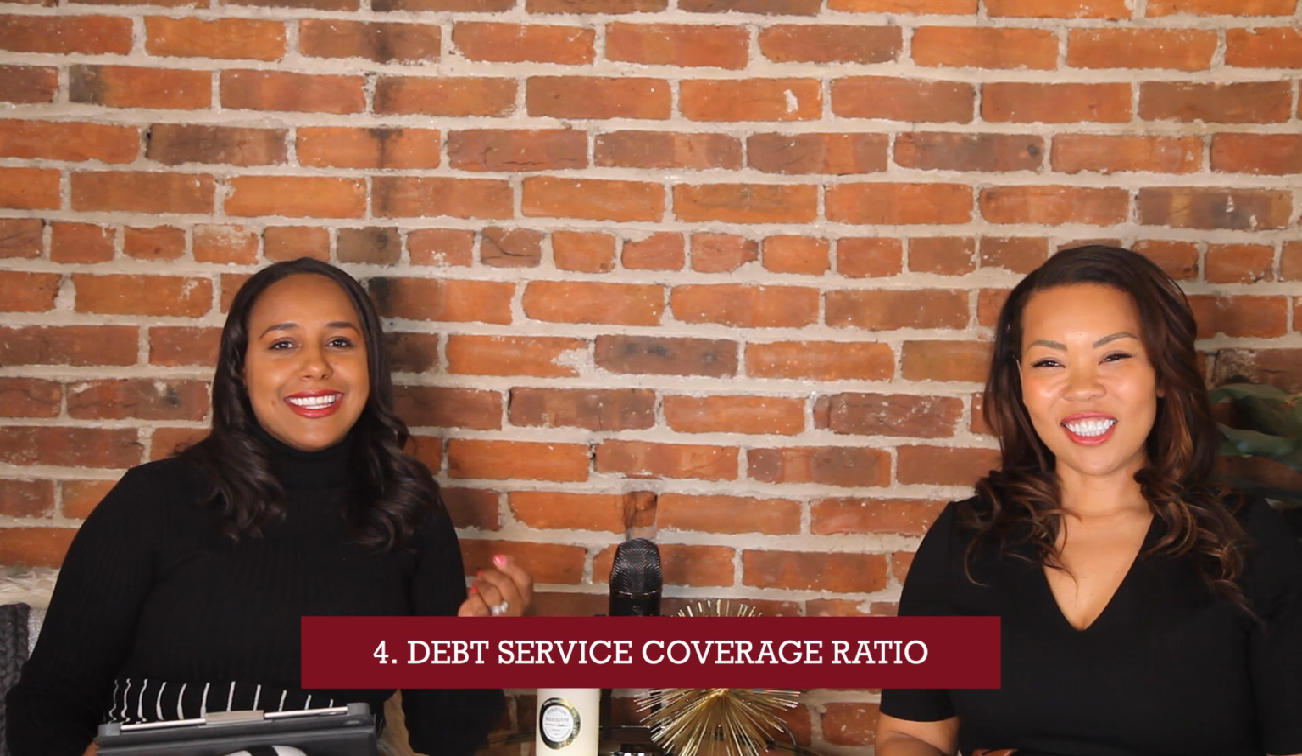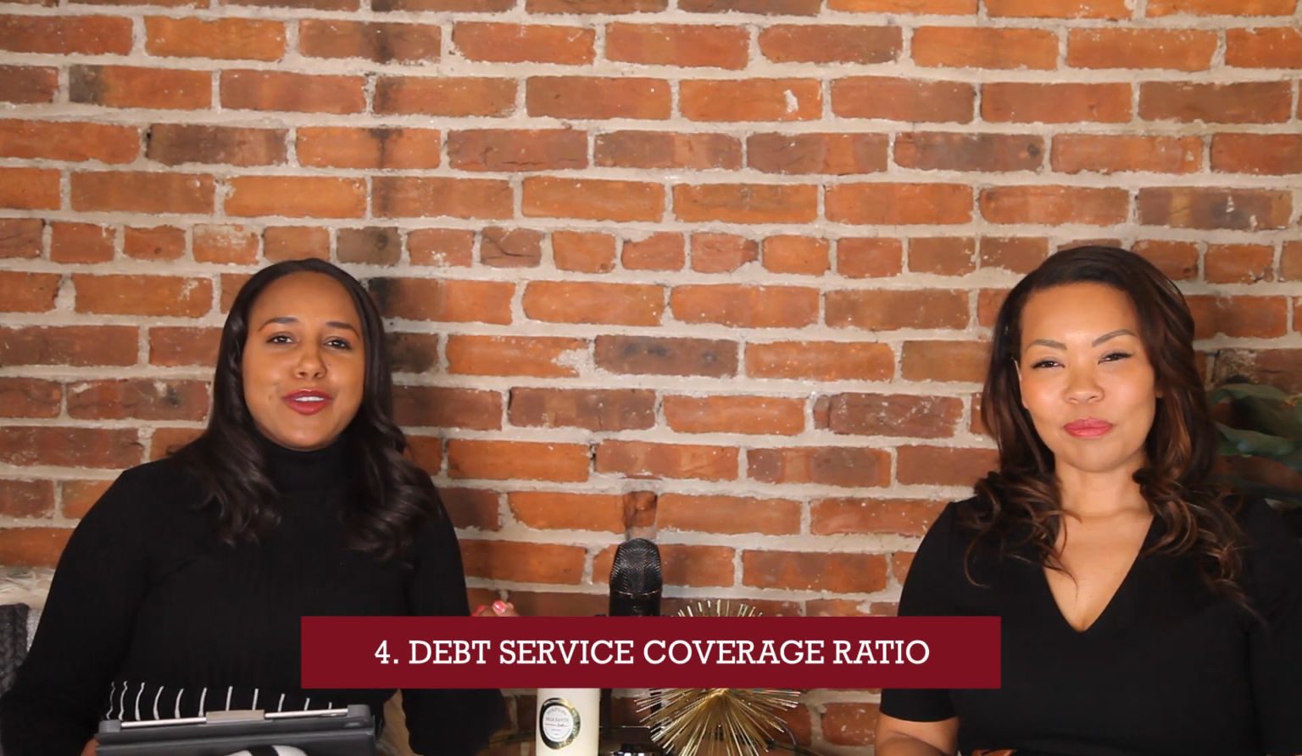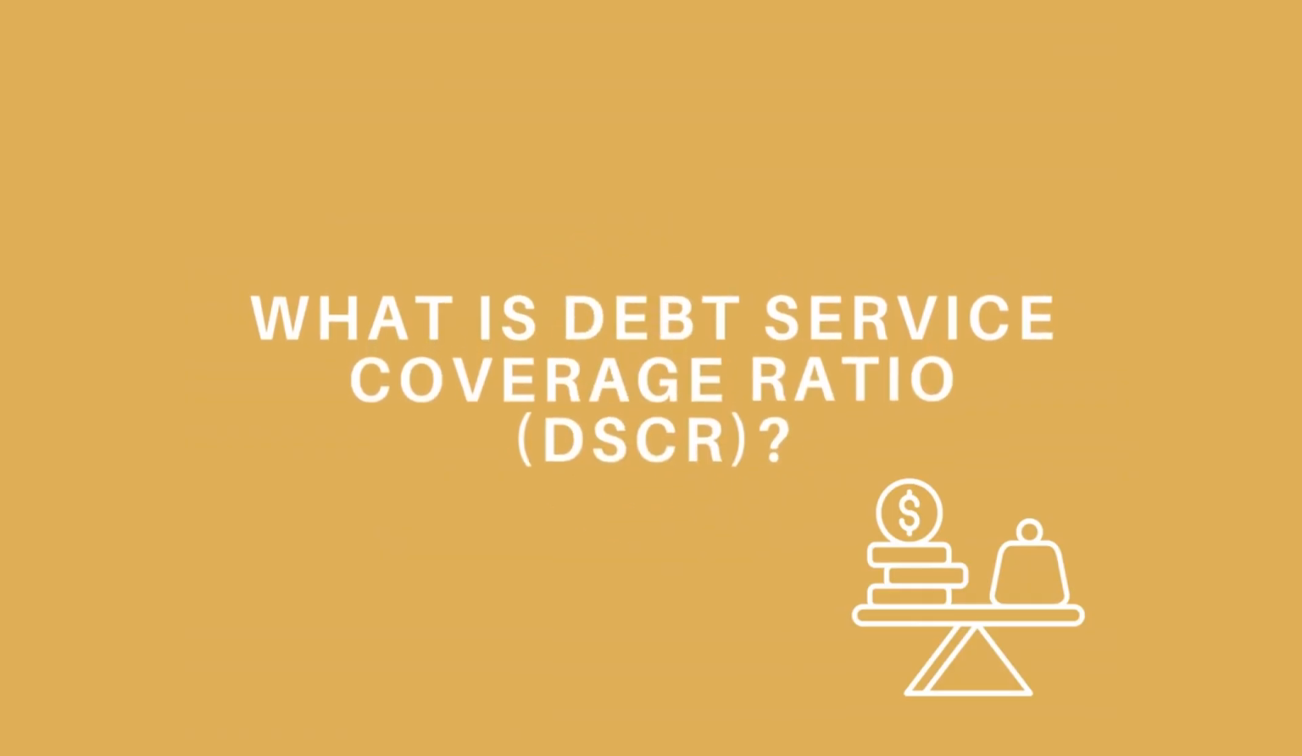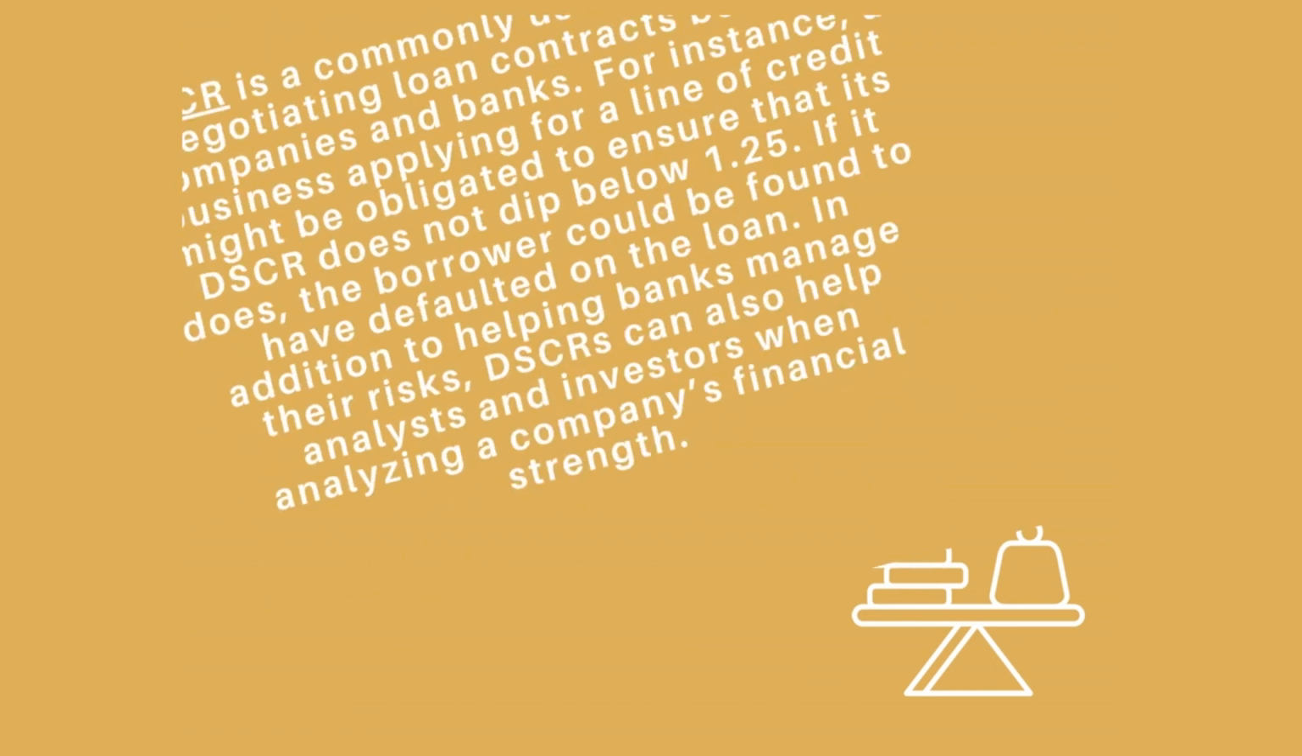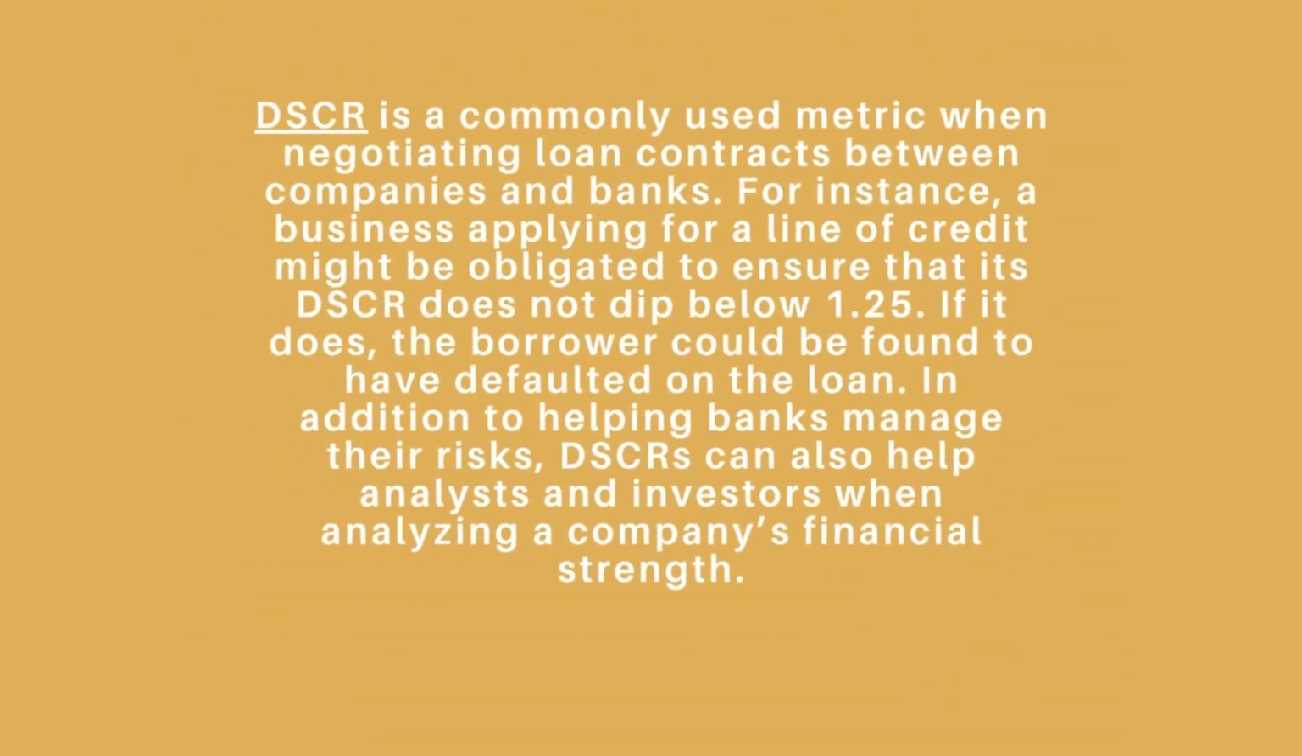Number 4 is going to be debt service coverage ratio, also known as DSCR. And this is something that is basically a commonly used metric when negotiating loan contracts between companies and banks. So for instance, an investor applying for a line of credit might be obligated to ensure that its DSCR does not dip below 1.25. To put this in simple terms, basically, as you're applying for that line of credit or that loan, the bank is going to use this metric.